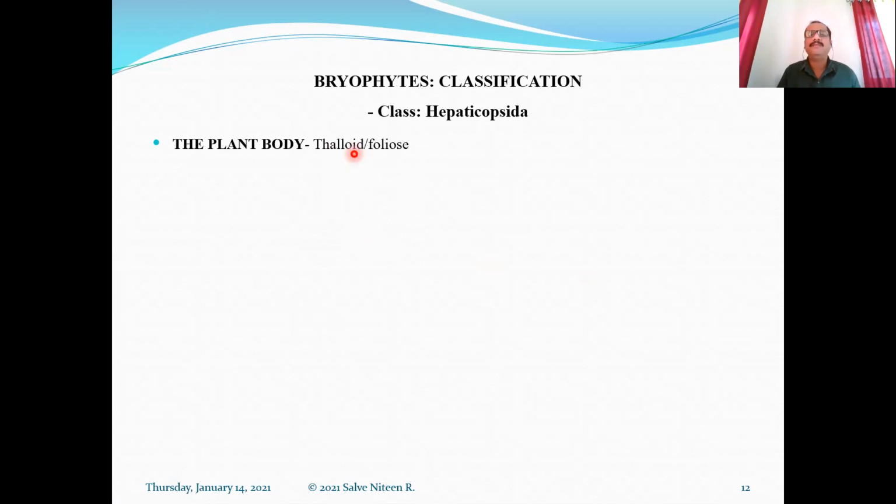Such a plant body may be present in this class, for example Riccia, Marchantia, or it may be foliose. It may be leaf-like, or slightly differentiated, an erect, upright plant body. This is found in some advanced forms of Hepaticae, whereas the thalloid plant body is found in the primitive forms of Hepaticae, the first class. You can see here, rhizoids are present on the ventral surface of the thallus. There are two surfaces, the dorsal surface, that is the upper surface, and the ventral surface, the lower surface of the plant body, which is the thallus, without root, stem, and leaves.